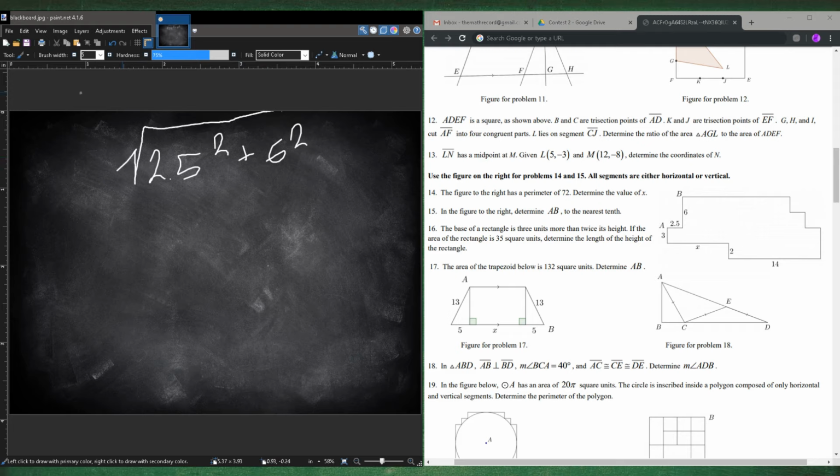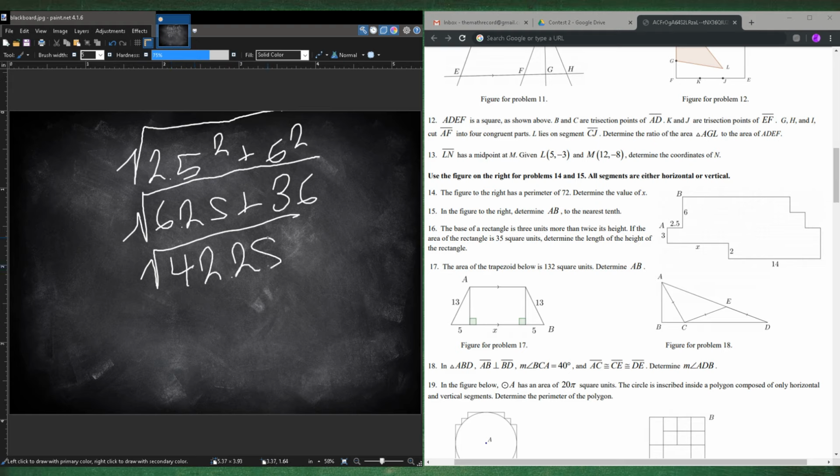of AB. 2.5 squared is just like 25 squared, which is 625, but since there's one decimal point and another decimal point, you count how many digits are to the right of the dot. There's 2 of them, so you move 2 spaces. So 1, 2, so it's 6.25 plus 6 squared, which is just 36, right? And you square root it. So that gets a square root of 42.25.